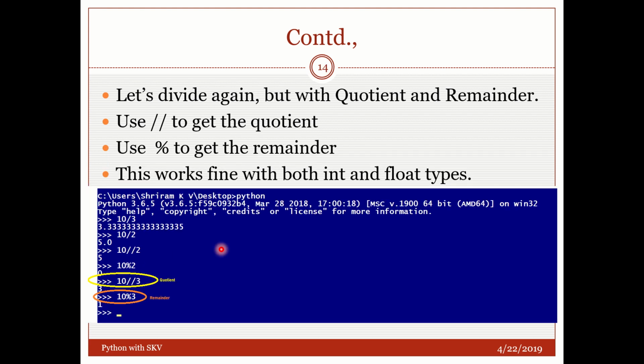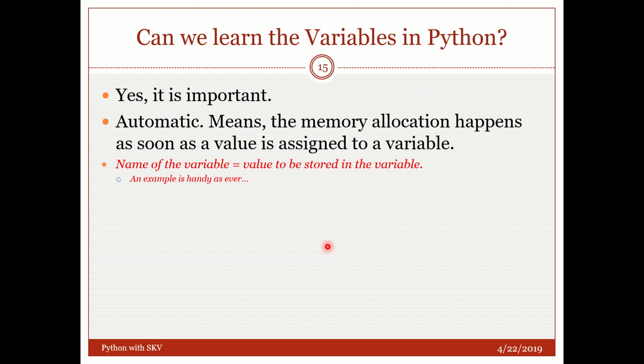Now, I'm going to divide again, but we need to get the quotient and remainder. For me to get quotient and remainder, I need to use double slash and mod operator respectively. Double slash will get me the quotient, modulo operator will get me remainder. For example, 10 double slash 2 will get me 5. 10 double slash 3 will get me 3. This is quotient. 10 mod 3 will get me remainder, which is nothing but 1. So when you want to get the quotient and remainder, you got to follow this approach.